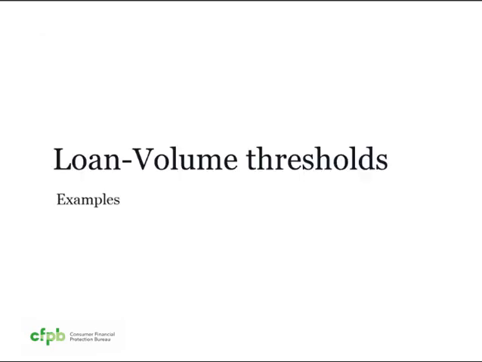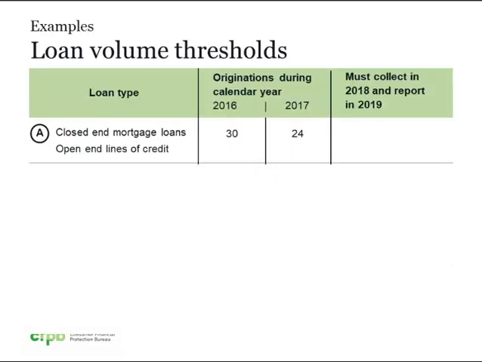Let's review the following table and discuss scenarios where an institution would or would not be obligated to report closed-end mortgage loans or open-end lines of credit. In the table with the loan volume thresholds examples, Institution A originated 30 closed-end mortgage loans in 2016 and 24 in 2017. For open-end lines of credit, Institution A originated 1,000 in 2016 and 1,200 in 2017.